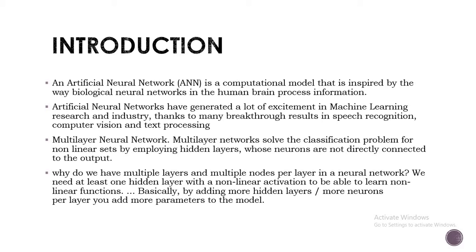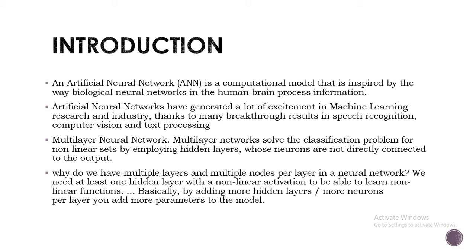Now we can look into our presentation. In the introductory part, we are discussing what is an artificial neural network and why multiple layers or multiple nodes can be implemented in the artificial neural network. An artificial neural network is a computational model that is inspired by the way biological neural networks in the human brain process information. That is, we are implementing neural networks in the computer artificially, the same as the human neural network. That is an artificial neural network.